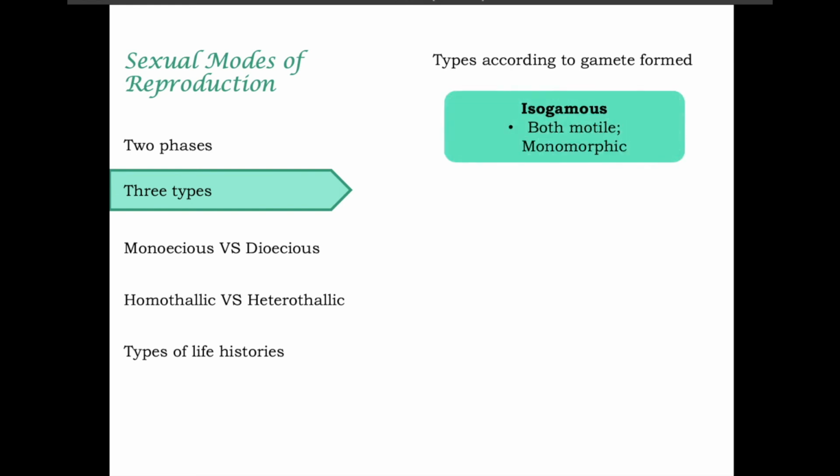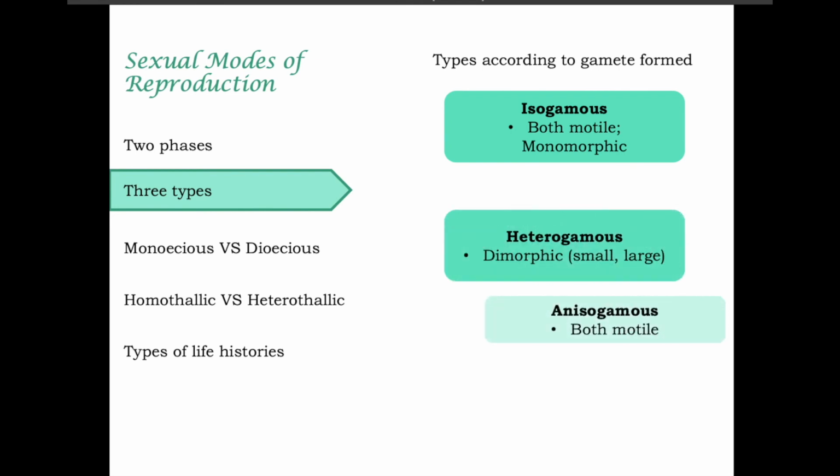There are three types according to the gametes that are formed: isogamous, anisogamous, and oogamous. So we have 1, 2, and 3. Your isogamous gametes are both motile, so these are monomorphic.